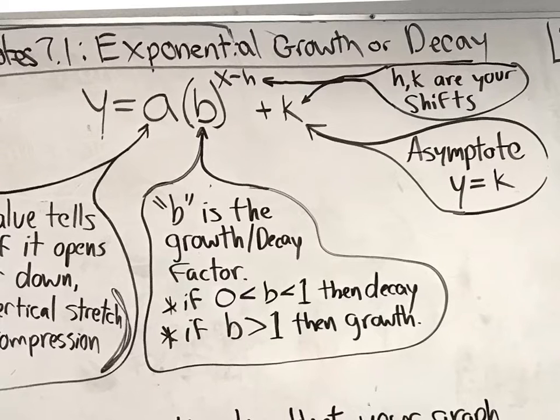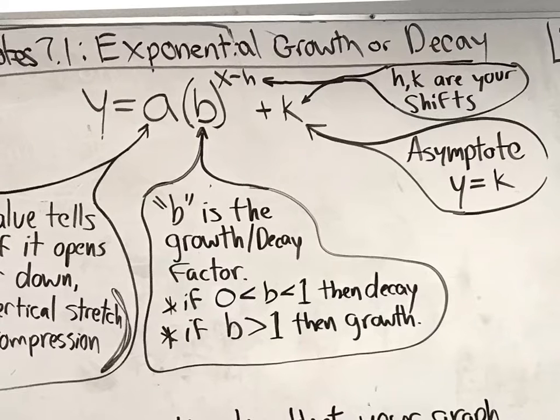And that makes total sense because if you take any number you want, give me any number. 7. If you take 7 and multiply it by a value that's greater than 1, it's going to grow. The 7 is going to grow. If you take 7 and multiply it by a fraction that's less than 1, it's going to decay, it's going to shrink, it's going to be less than 7. So this b value is very important. It'll tell you if you have a growth function or a decay function.